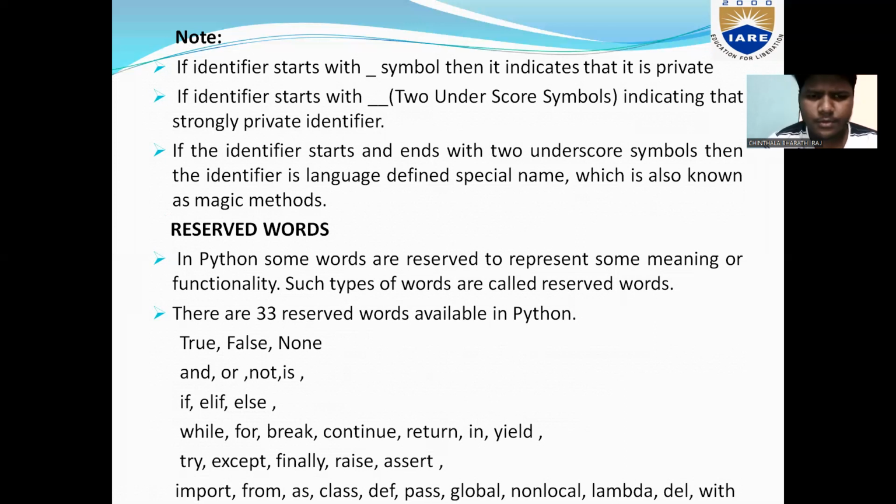They are True, False, None, and, or, not, is, if, elif, else, while, for, break, continue, return, in, yield, try, except, finally, raise, assert, import, from, as, class, def, pass, global, nonlocal, lambda, del, with. These are the 33 reserved words available in Python.